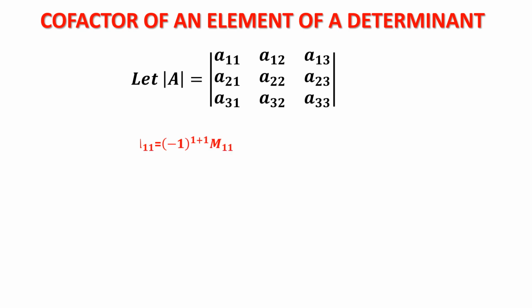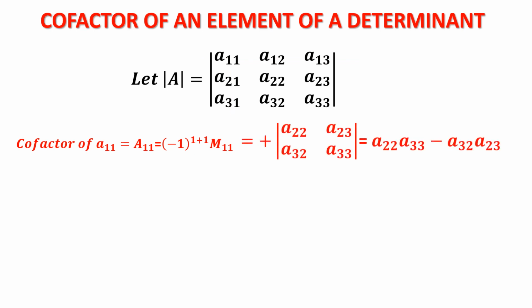Let me recollect it once again. What is the cofactor of A11 now? It is capital A11, which is nothing but (-1) to the power 1 plus 1. Because it is A11, it is 1 plus 1. Therefore, by removing the row and column, we will get plus. Therefore, for the first element it is plus.